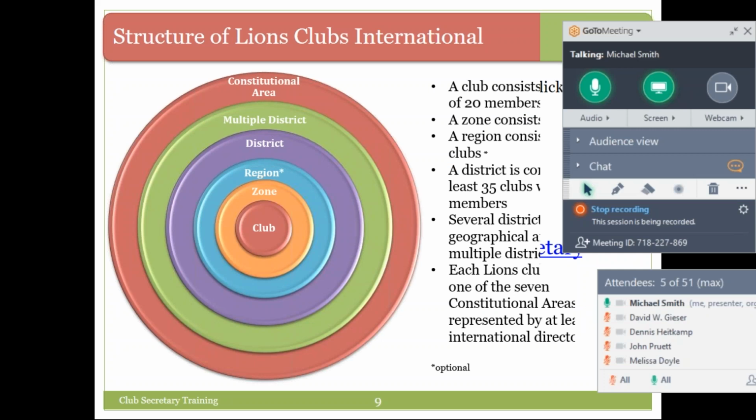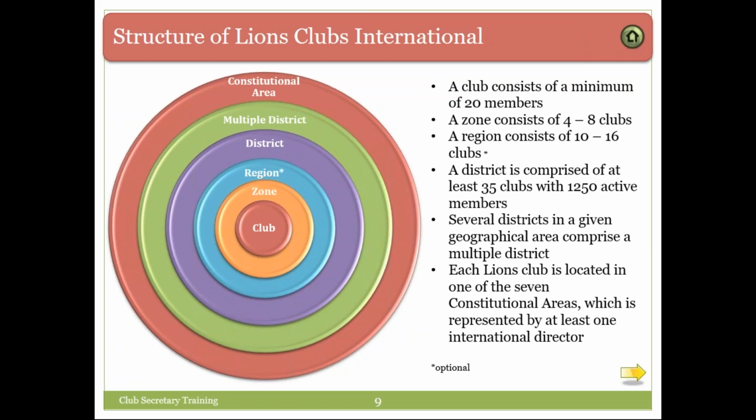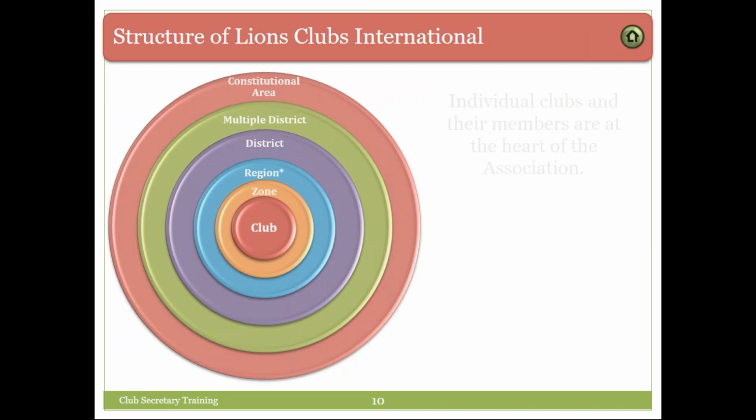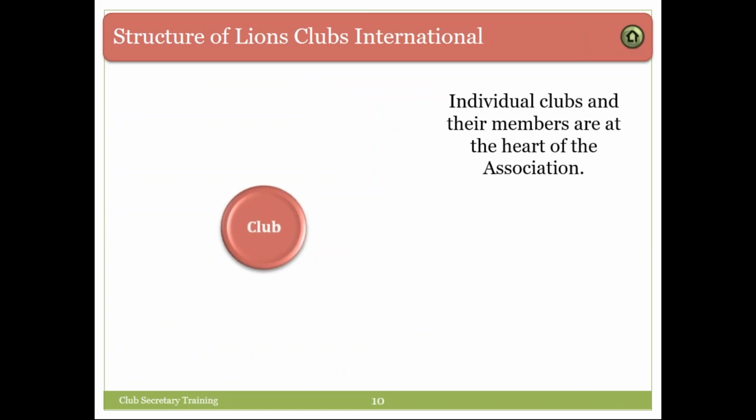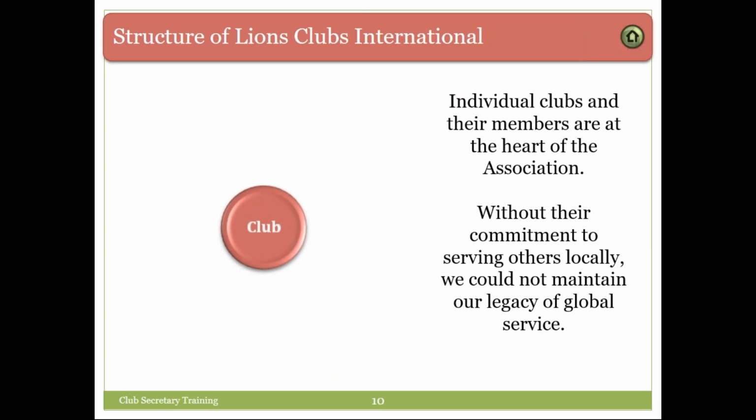Realize that every one of these concentric circles above the club level is there to support the club. The club is the core of our organization. As I said, it is the heart of our organization. You are the epitome of local, so the majority of what you do should support local service activities. But you also help with our legacy of global service.